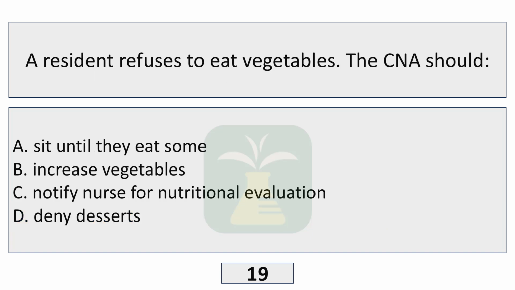A resident refuses to eat vegetables. The CNA should: A. Sit until they eat some. B. Increase vegetables. C. Notify nurse for nutritional evaluation.